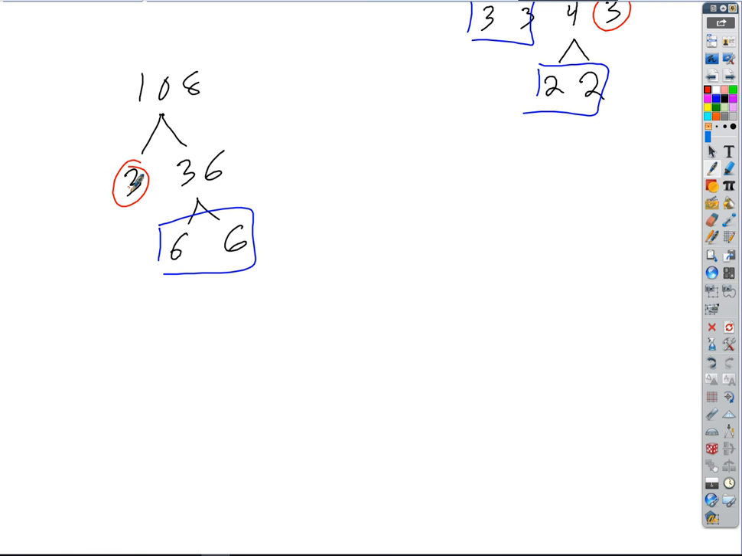Do you have to do it that way? No, it's no big deal. But if you can pick out a factor that's a perfect square like 36, it makes it a little bit easier, right? Anybody see the trick?